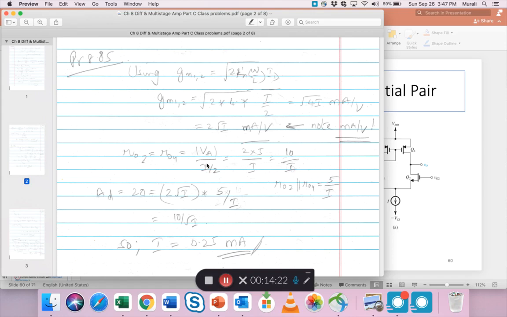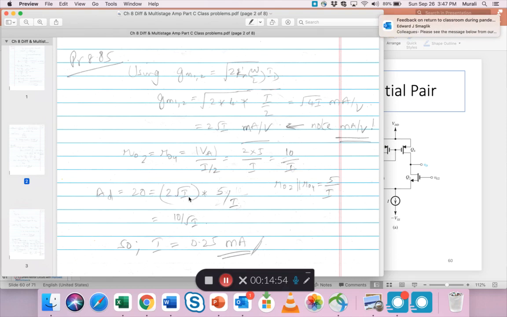RO2 equals RO4 gives you another expression in terms of I. Now gain is 20, given. So RO2 in parallel with RO4, right? That's what you need. So that is half of 10 by I, which is 5 by I. Make sure you didn't miss that step. So that 5 by I is used here in this formula.